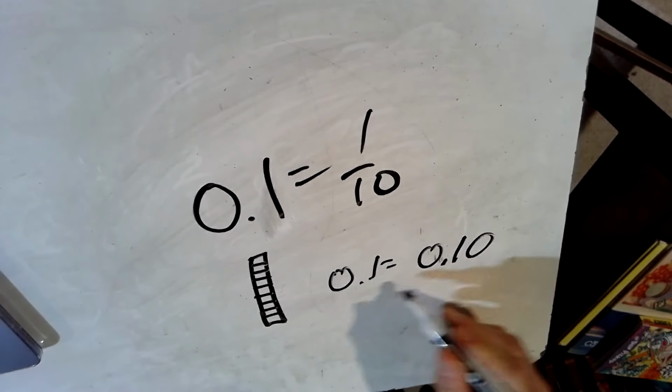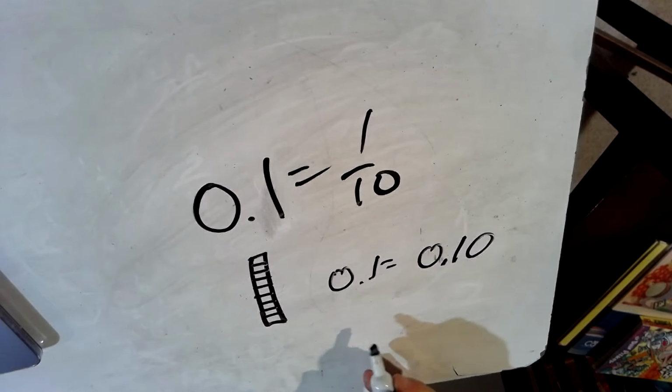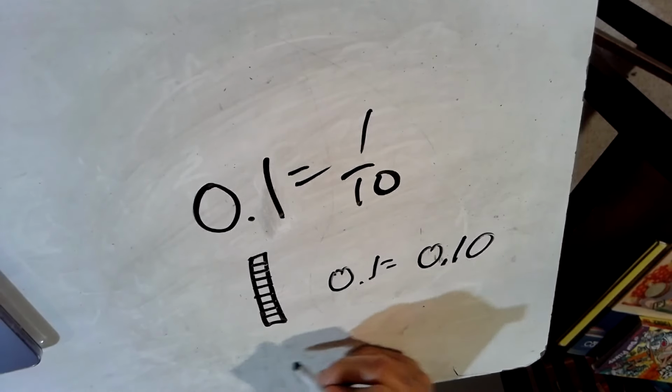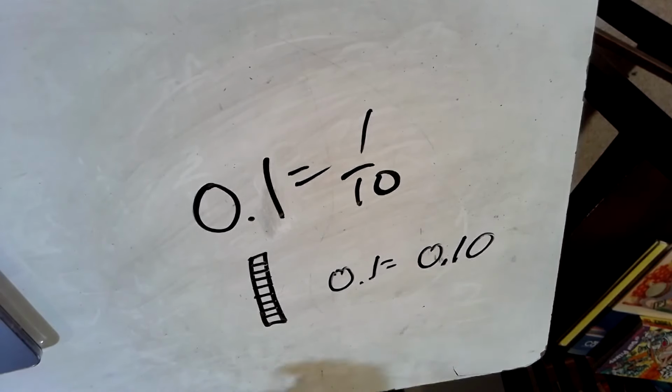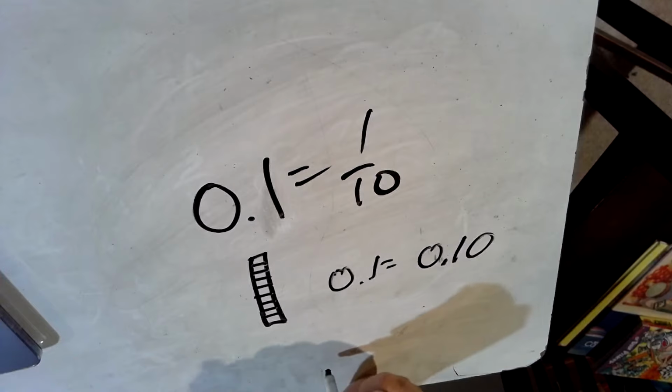When you add a 0 to the right, it doesn't change the value. 1/10 is the same as 10/100. Remember, adding 0 to the right of the last number after the decimal does not change the value at all.